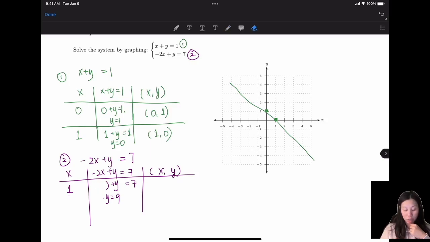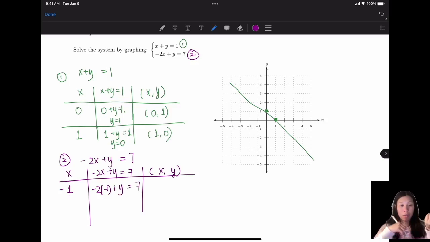Well, we try something else then. Let's try x equals negative 1. So I have negative 2 times negative 1 plus y equals 7. Well, negative 2 times negative 1 gives you a positive number, which is 2. 2 plus y equals 7. So y is equal to 5. So my ordered pair is going to be negative 1 and 5.